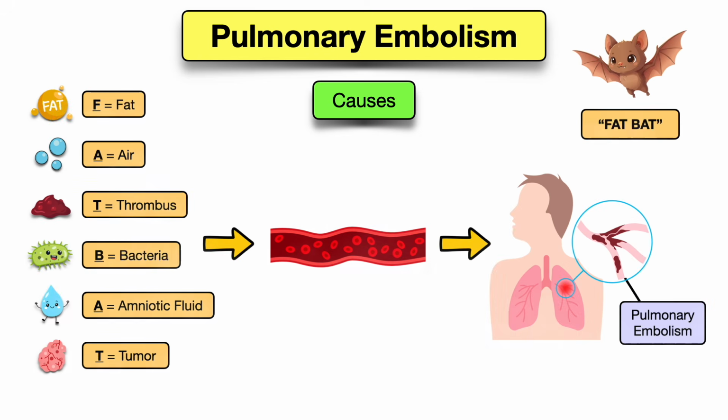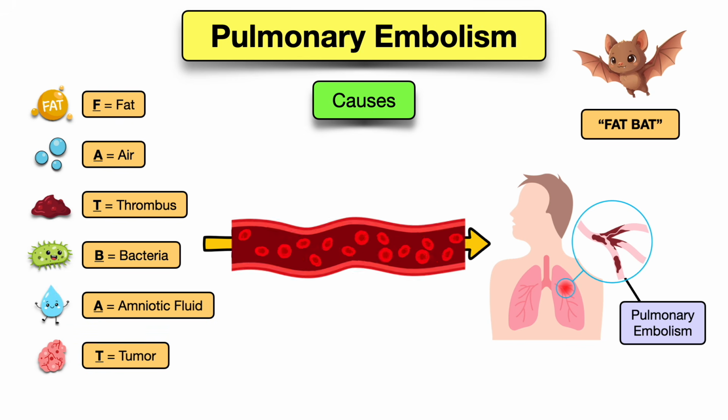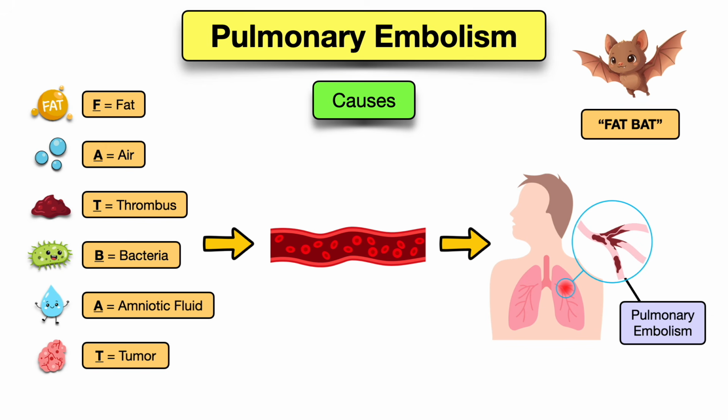So using the FAT-BAT mnemonic, we can see that fat globules, air bubbles, blood clots, bacteria, amniotic fluid, and tumor cells can all potentially enter the bloodstream, and they can travel to the lungs and cause a pulmonary embolism. Having said that, by far the most common cause of a pulmonary embolism is a blood clot that travels to the lungs. So let's focus on this.